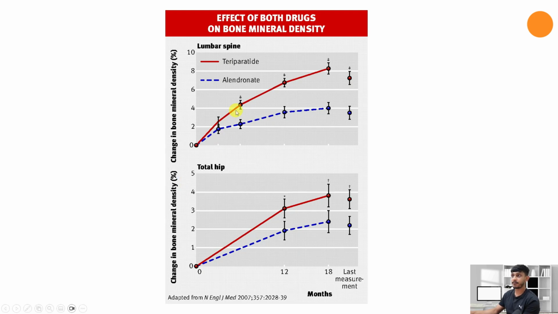And you can see even compared to alendronate, the action on bone mineral density is far superior in teriparatide. You can see 4% and then there's 8% in teriparatide's case and 4% in alendronate in spine, and about 2.5% in hip and 4% in teriparatide.